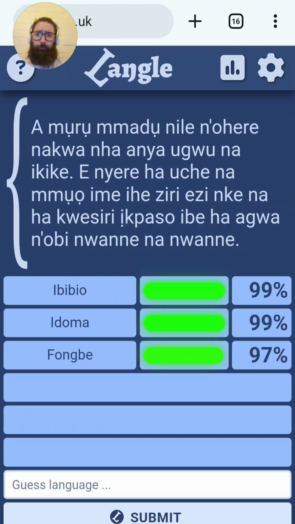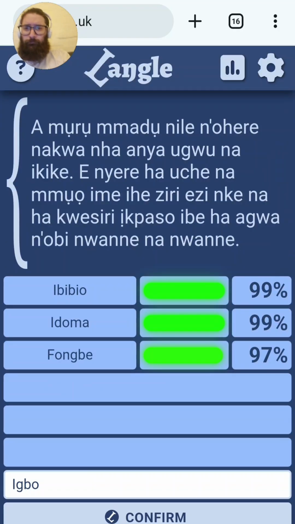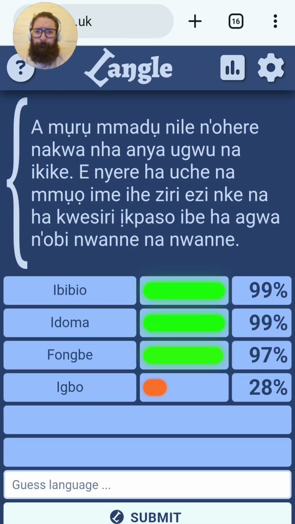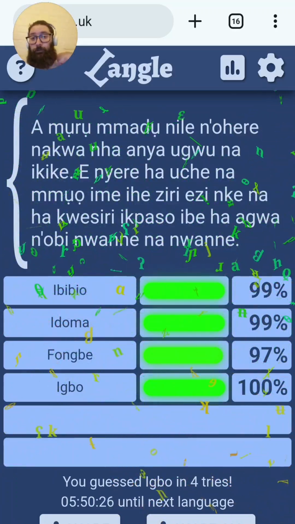Hausa looks too much like Yoruba. I don't think it's Hausa. Yoruba, Igbo. Igbo? Maybe. I don't think so, but let's give it a bell. Igbo. It is Igbo. Alrighty.